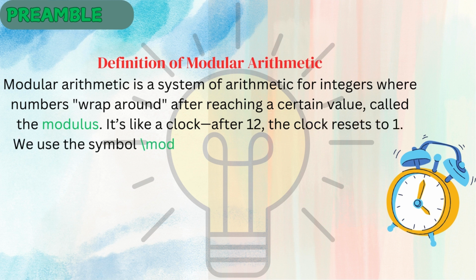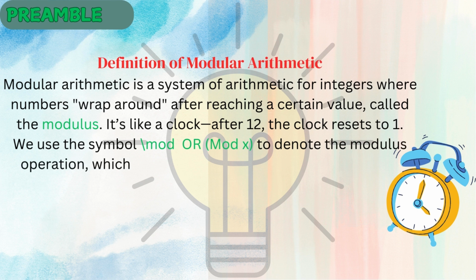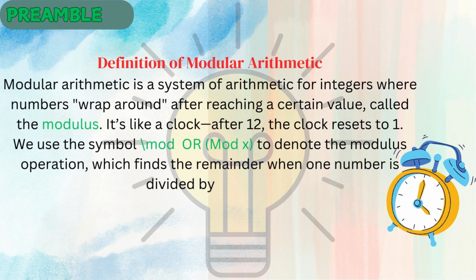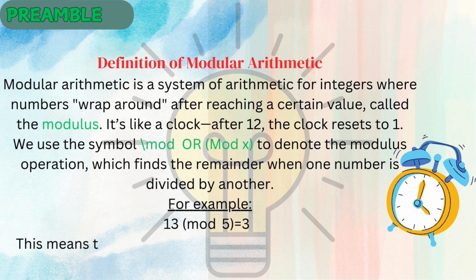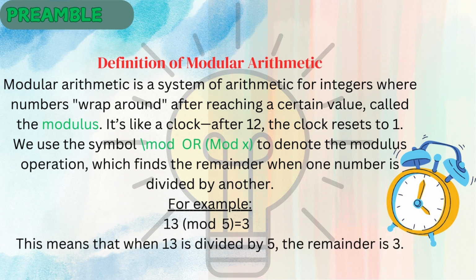We can use the symbol mod or mod x to denote the modulus operation, which finds the remainder when one number is divided by another. For example, 13 mod 5 equals 3. This means that when 13 is divided by 5, the remainder is 3.